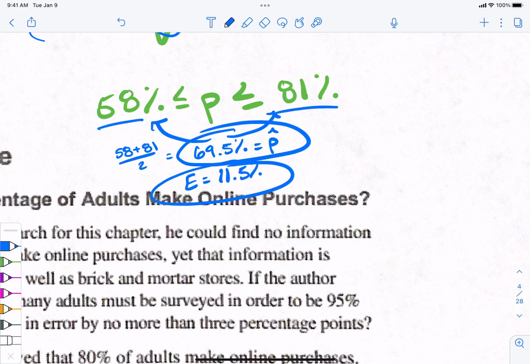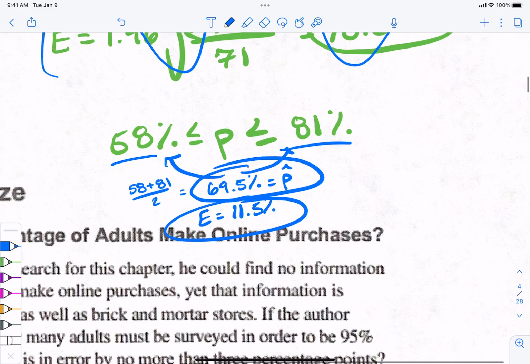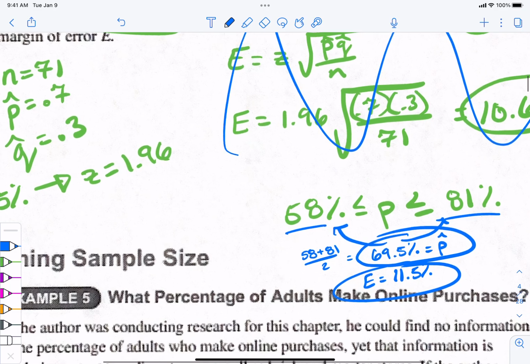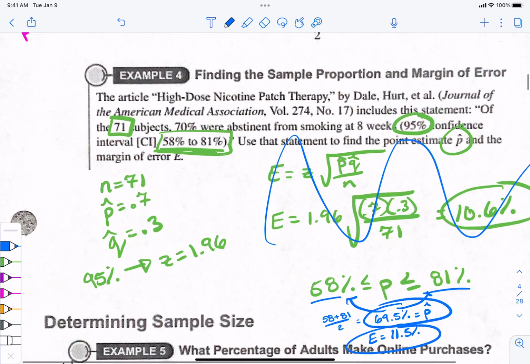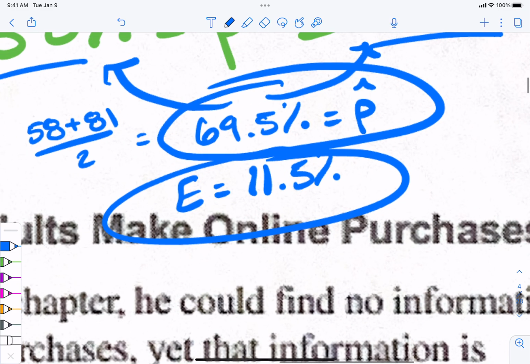How did you find P hat when we already had it? Is that P hat or P? Where did they give us the 0.7? It could be that is what the true P hat is. I'm guessing their 70% was a rounded 70%, because that's what it rounds to. So we didn't need these calculations right here. Yeah, they rounded their P hat. The true P hat is 69 and a half.